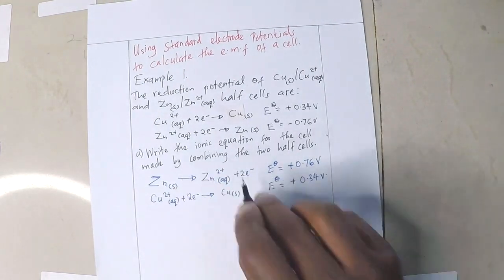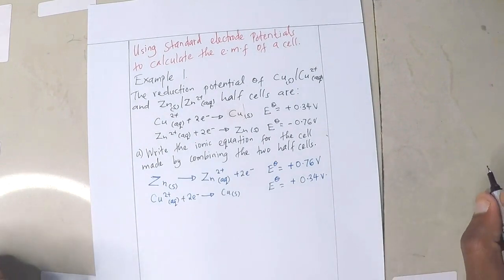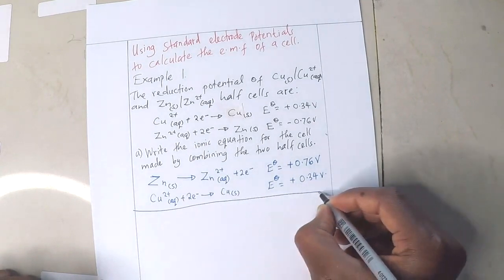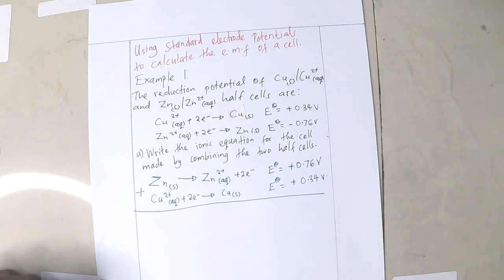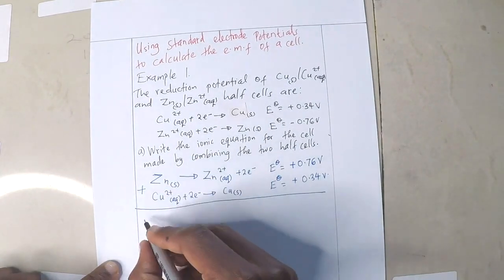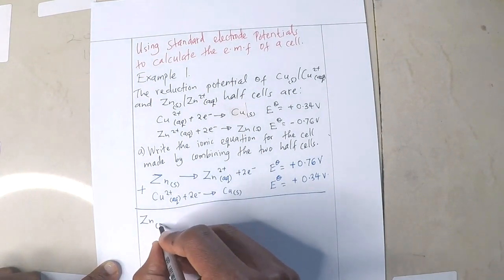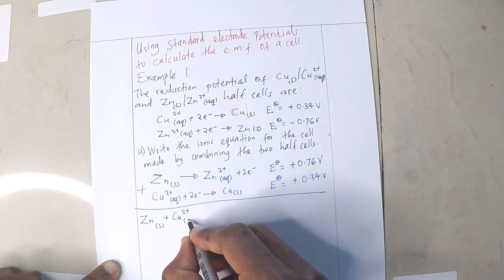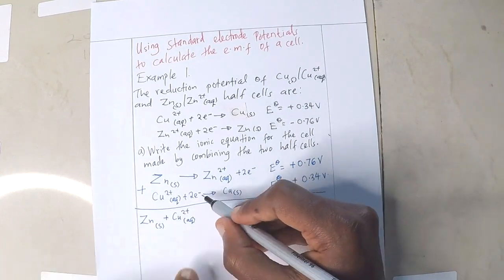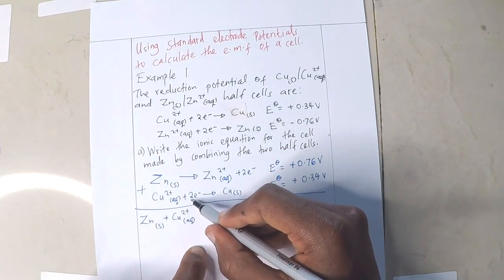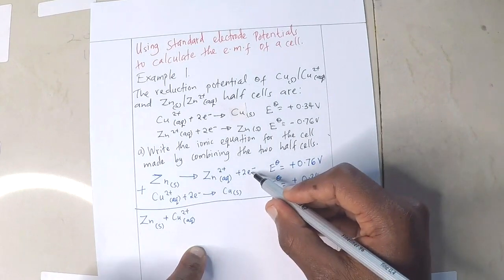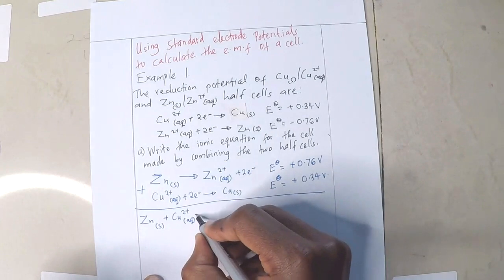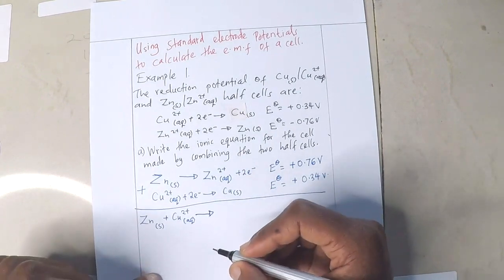Now, the overall ionic equation for this reaction is going to be given by the addition of these two. So on the reactant side, we have zinc and copper 2 ions. Since the two electrons appear on this side and two on the product side, they will cross each other out and we will not write them in the ionic equation.